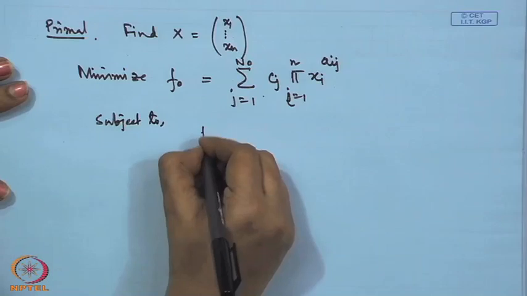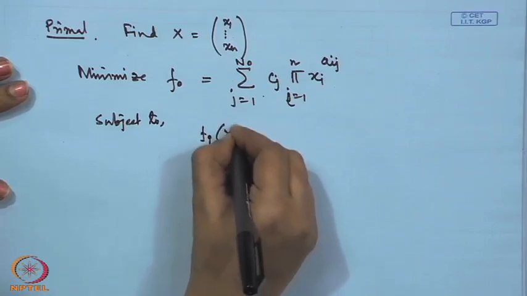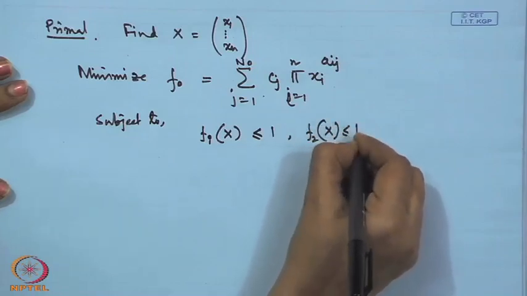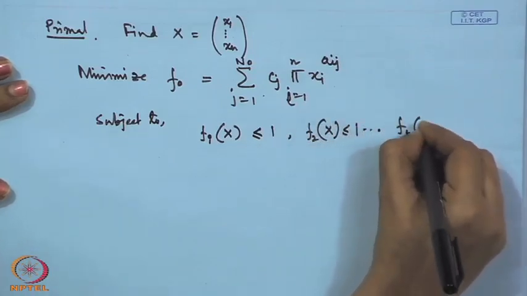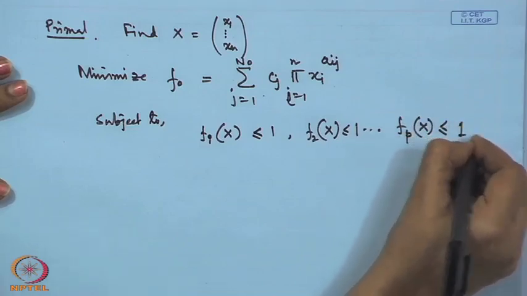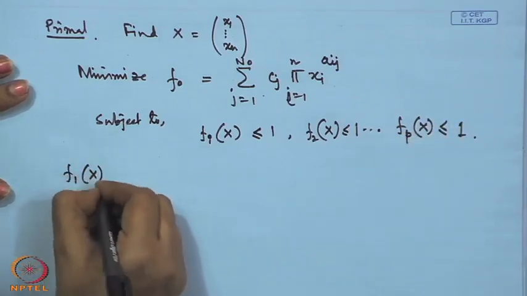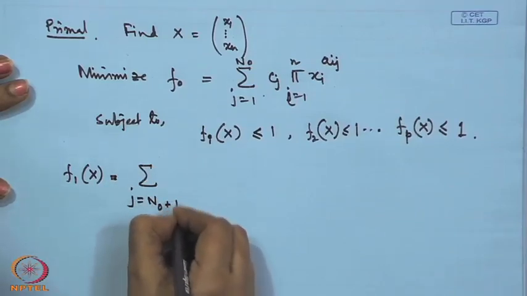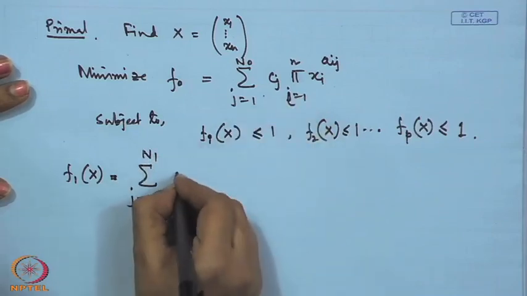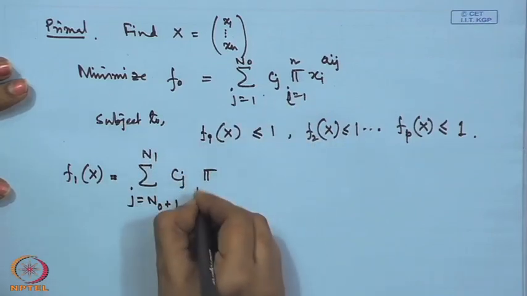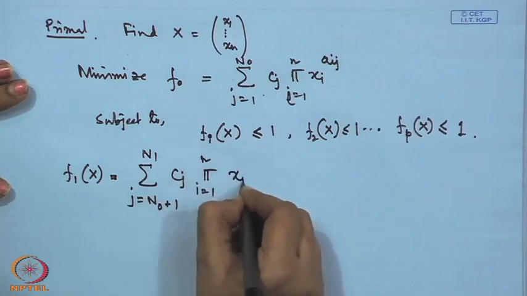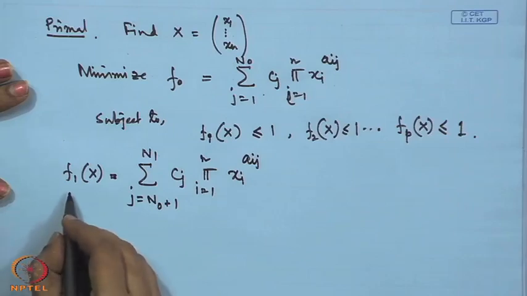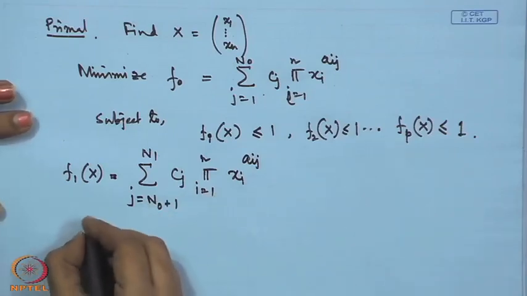let me consider f1(x) less than or equal to 1, f2(x) less than or equal to 1. In this way there are p number of constraints, fp(x) less than or equal to 1, where f1(x) is equal to the summation over j running from n naught plus 1 to n1, as I repeatedly said before, of Cj in the same pattern, let me write it down, product over i is equal to 1 to n of xi to the power a ij, alright. And f2.